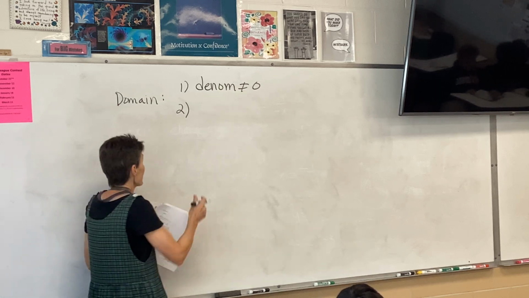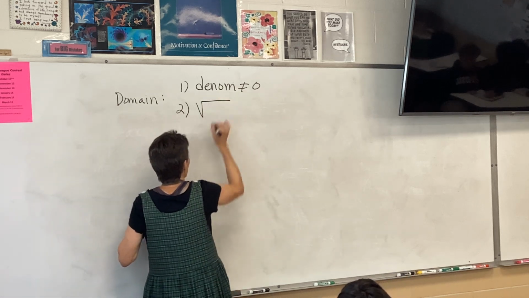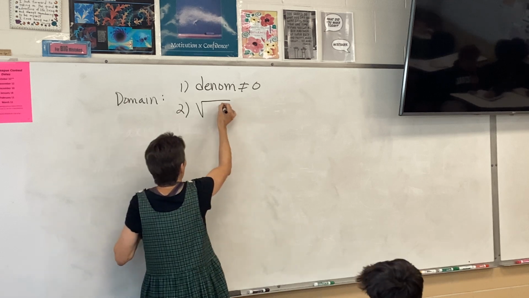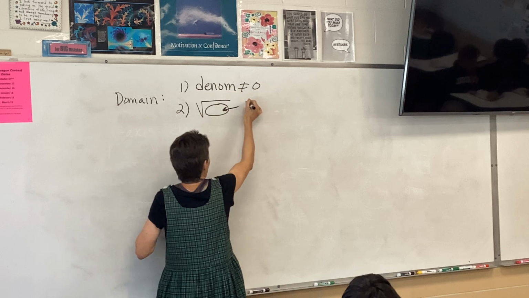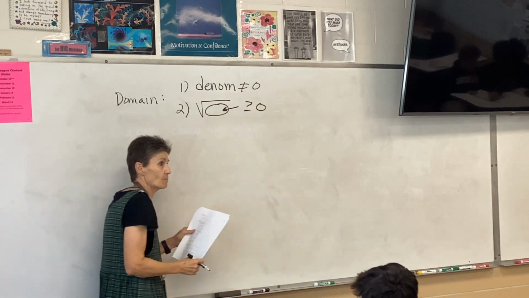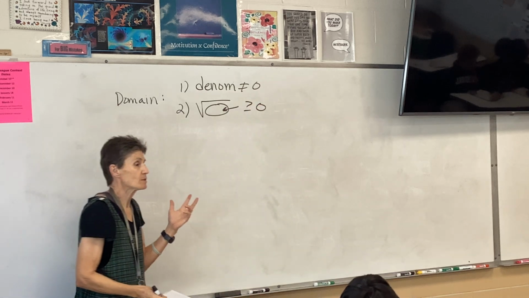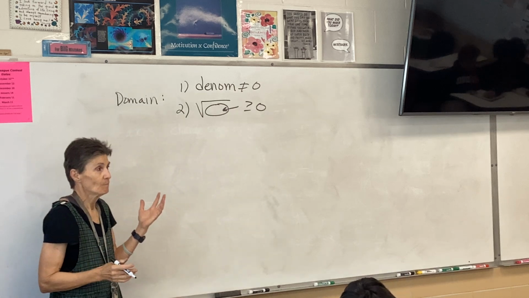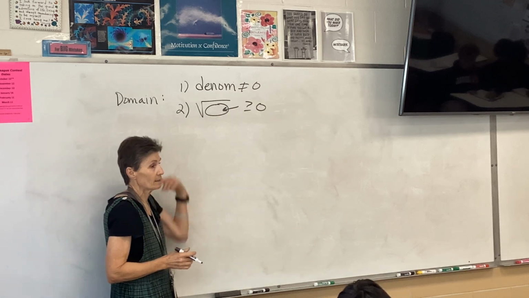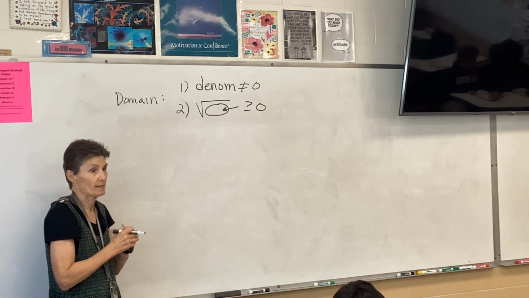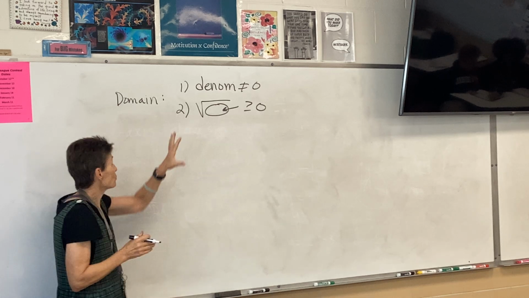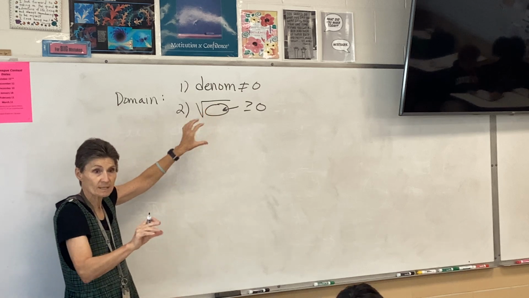Okay? The second rule is, if your problem has a radical, whatever is under the radical has to be greater than or equal to 0. Now, both of those things make perfectly good sense. What happens if you put a negative under there? We don't want imaginary numbers. We are in real number land. So those are the 2 things that you consider.